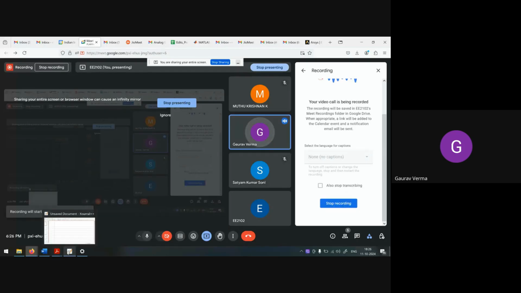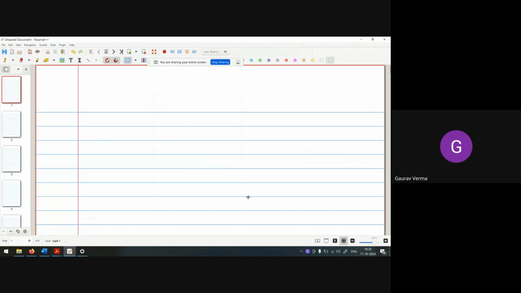Do you have any information about the analog lab? Not yet. I think the analog lab will be started now. Today there is one particular link that will be shared with you all for the slot, the in-person lab slot.